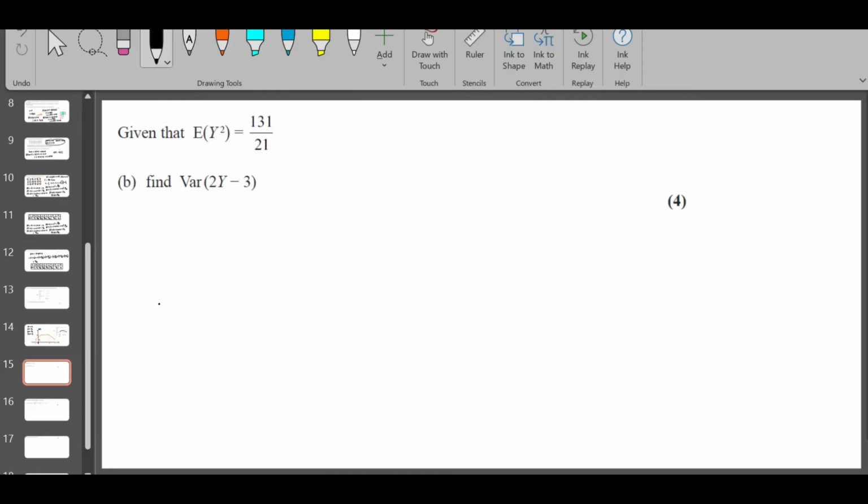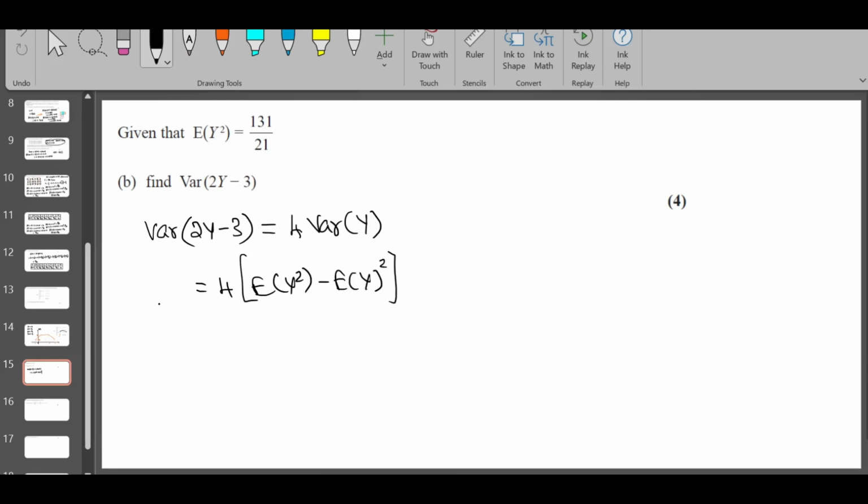Part B now. Given that E of y square is this, find this. The formula for variance of AX plus B, we have learned this in S1. It's A square, 2 square variance of y. You can leave -3, you can just neglect it. Which is 4 e of y square minus e of y whole square. We know e of y square, but what's the value of e of y?